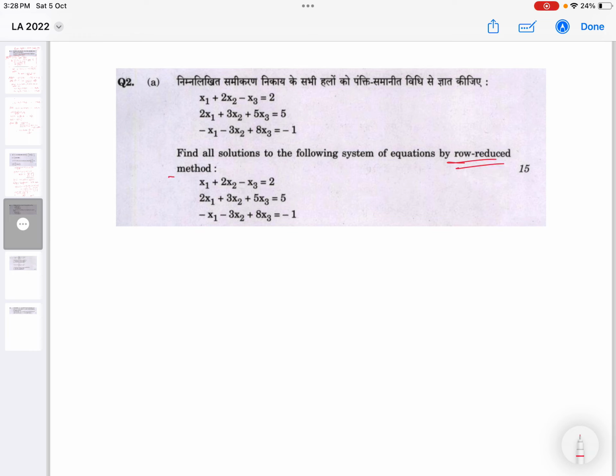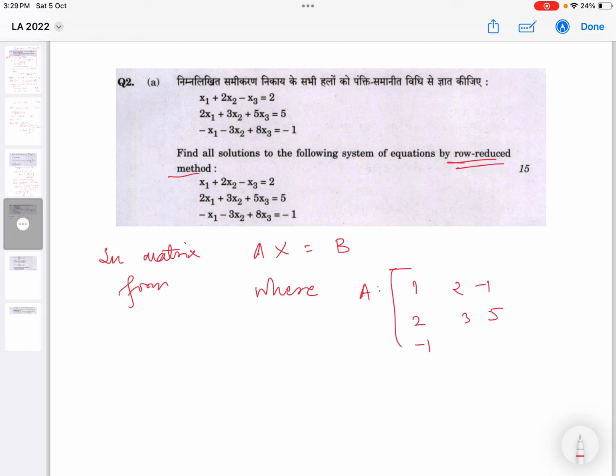So we have to solve the given system of equations by the row reduced equivalent form. So we can write it in the form of a matrix. Ax equals B in matrix format, where A is 1 2 minus 1, 2 3 5, minus 1 minus 3 8. B is 2 5 minus 1.